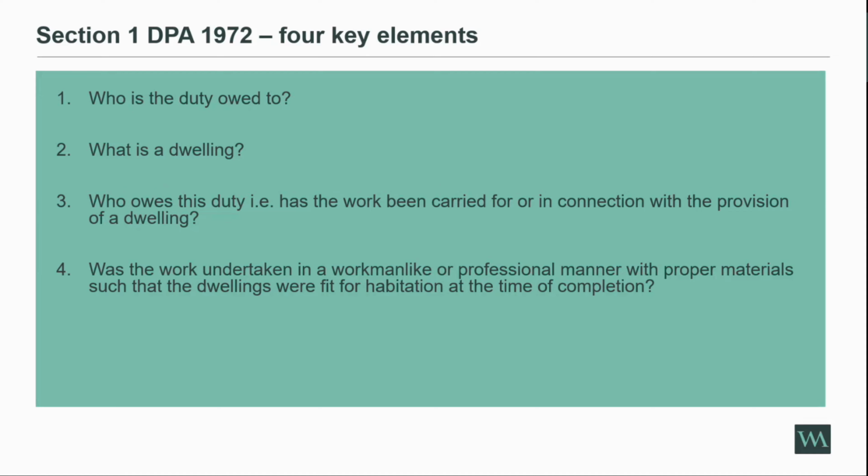The second point that's really crucial, I think, is what is a dwelling? Because the DPA only applies to the provision of a dwelling. And dwelling is not actually defined in the DPA. But I think it goes without saying it includes a house, and it excludes any sort of commercial premises.